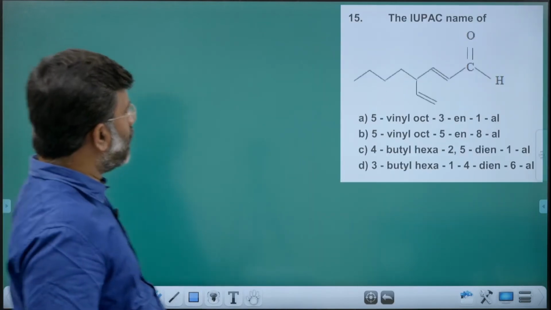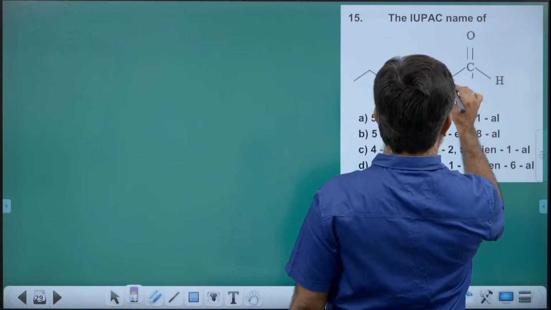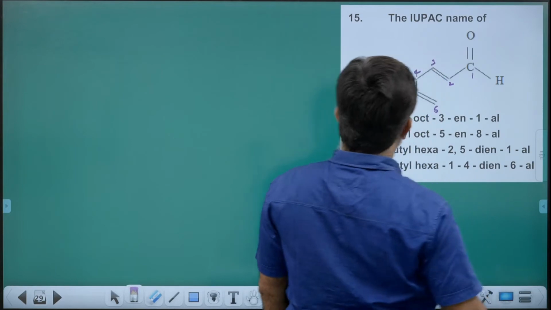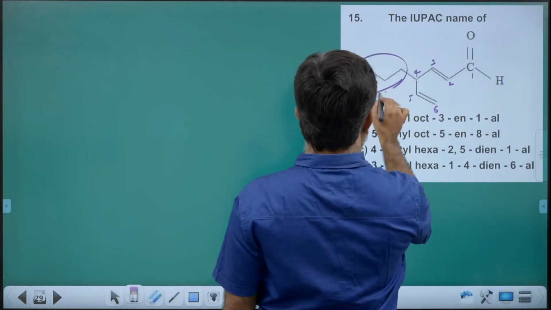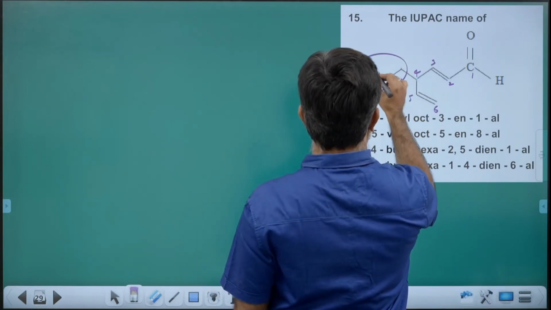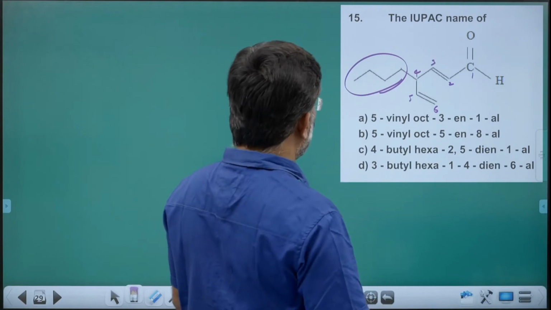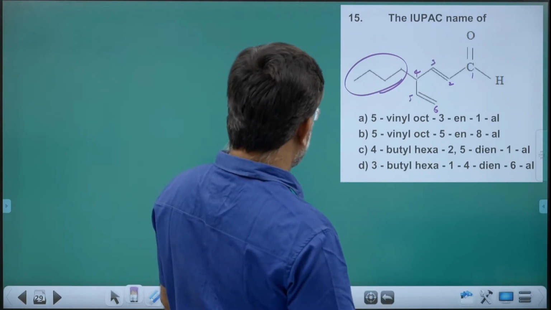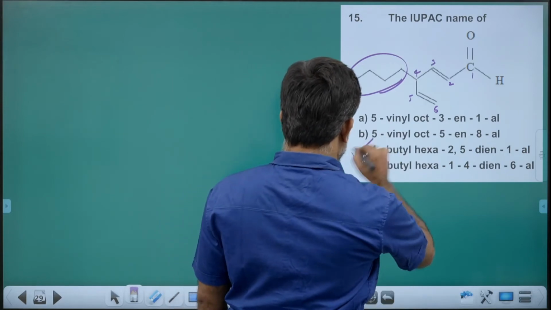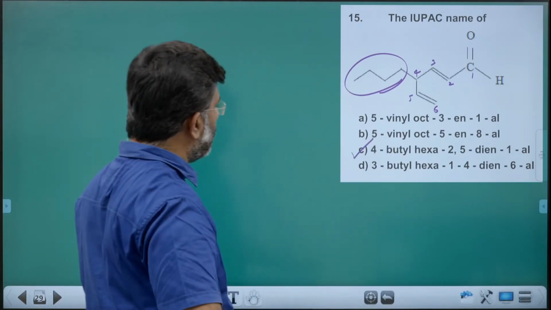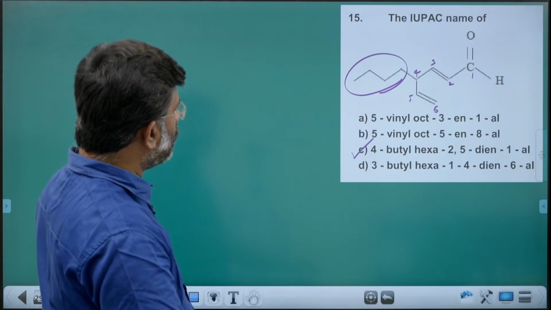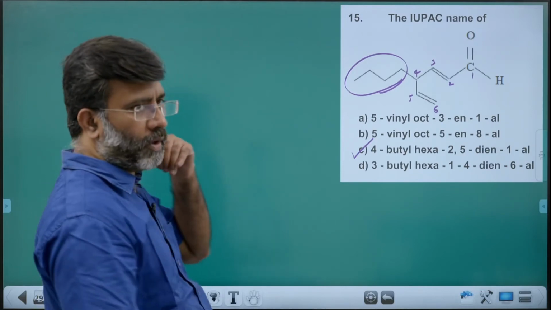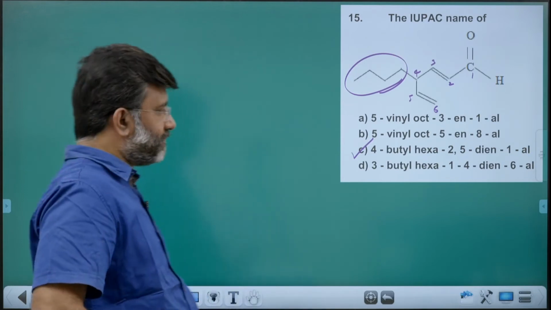IUPAC name of the molecule is simple, no? 1, 2, 3, 4, 5, 6. So it is 4 normal butyl. 1, 2, 3, 4. 4 butyl. Option C. 4 butyl hexa-2,5-dien-1-ol. Option C is correct. Next.